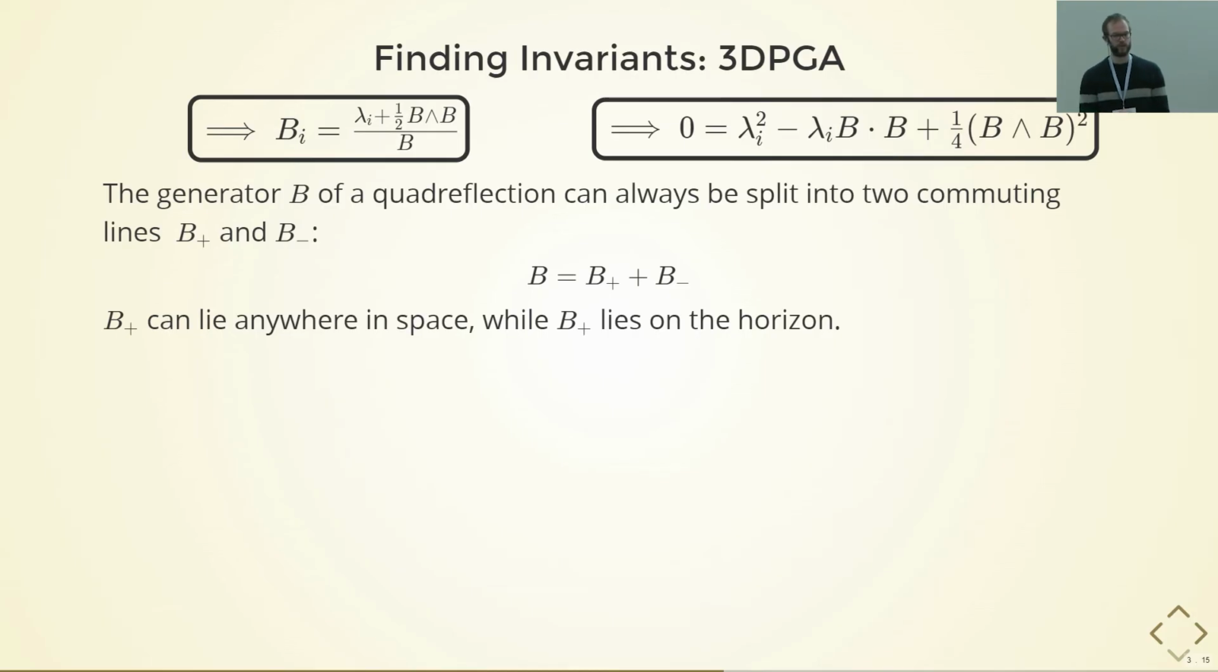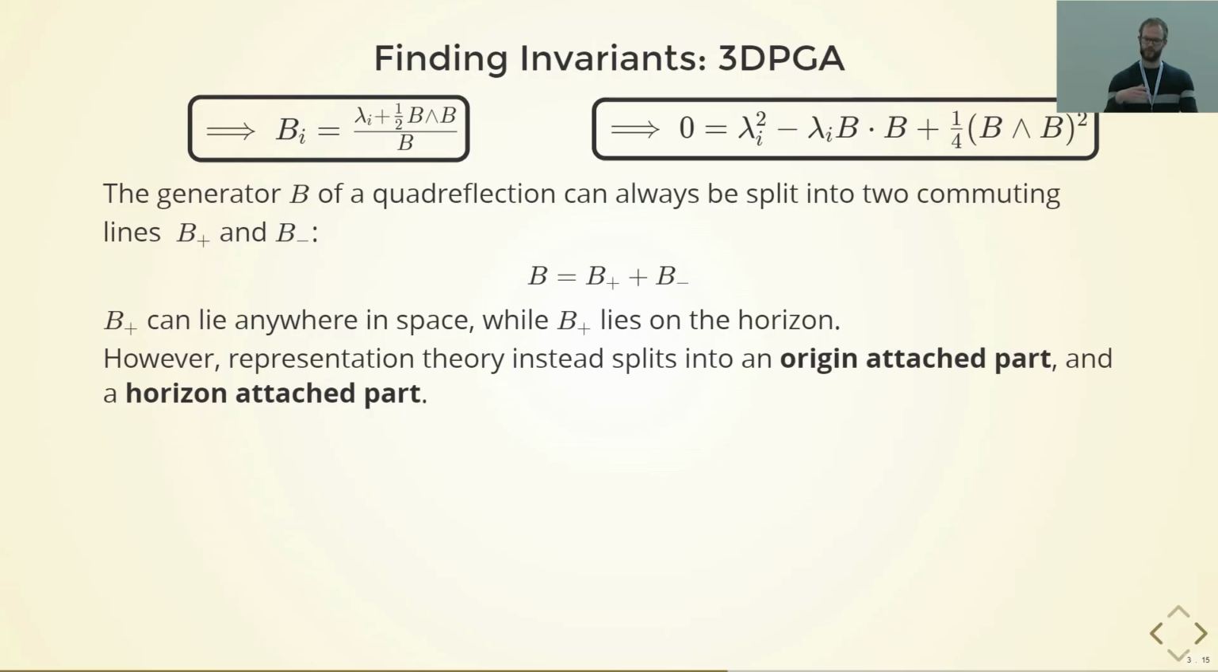So now I can complete this part. We know now that any quad reflection is actually generated by a bivector B, which I can split into 2 parts, a B plus and a B minus. And in the 3D PGA case, this B minus can lie anywhere in space. That's the rotation axis. So this first one should be a minus sign. And B plus always lies on the horizon.